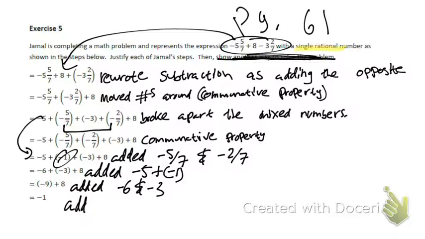So make sure you guys finish copying that down, and then, let's see.